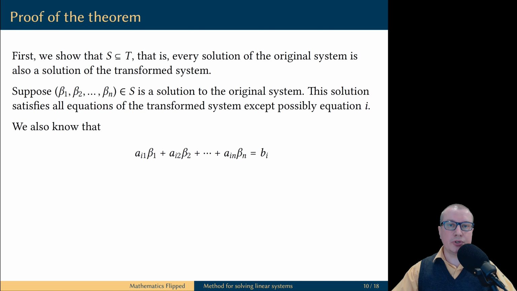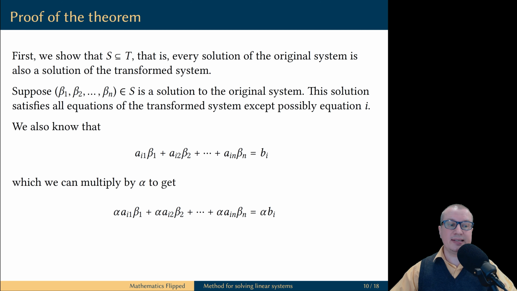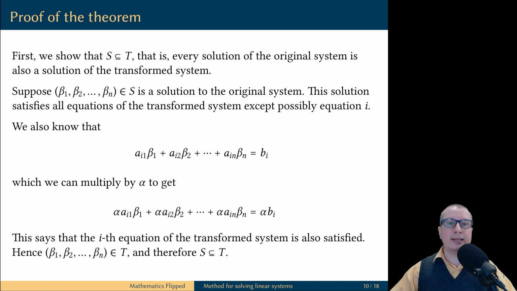Because betas are a solution of the original system, they satisfy all equations of the original system. In particular, betas satisfy the ith equation of the original system. So we know that this equality is a true equality. Let's multiply this equality on both sides by alpha. This is still a true equality, but now this says that betas satisfy equation number I of the transformed system, and therefore betas satisfy all equations of the transformed system, and in particular this argument shows that every solution of the original system is also a solution of the transformed system, and therefore S is a subset of T.